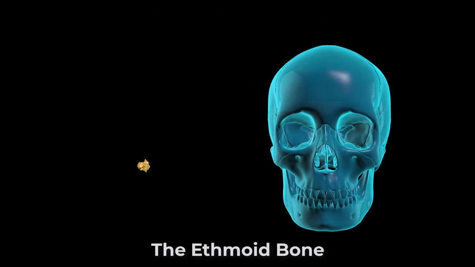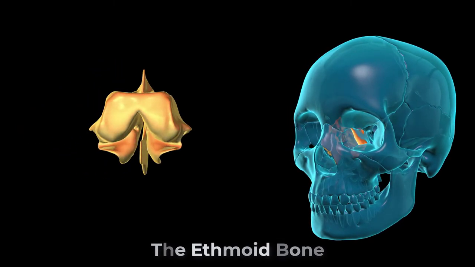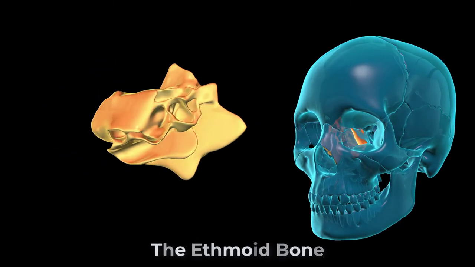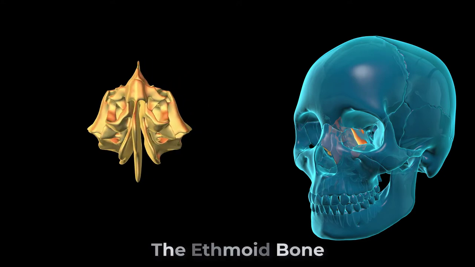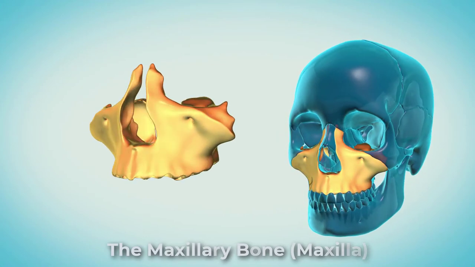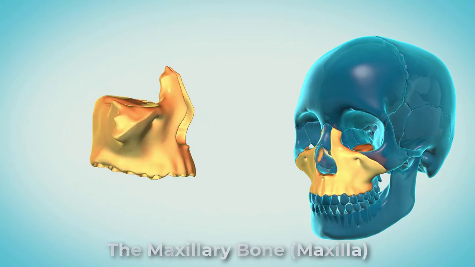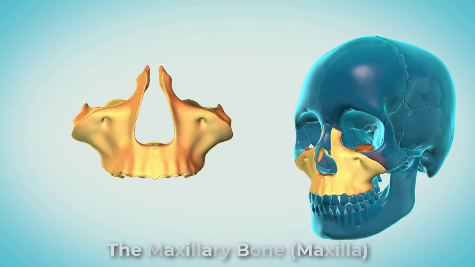Although classified with the brain case bones, the ethmoid bone also contributes to the nasal septum as well as the walls of the nasal cavity and orbit. The maxillary bone, or maxilla, is one of a pair that together form the upper jaw, much of the hard palate, the medial floor of the orbit, and the lateral base of the nose.